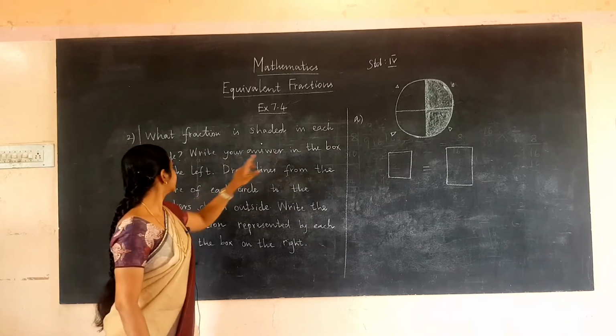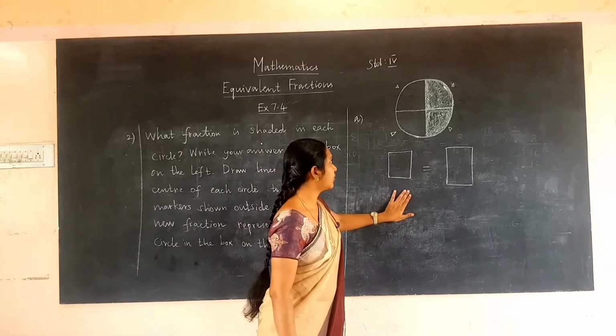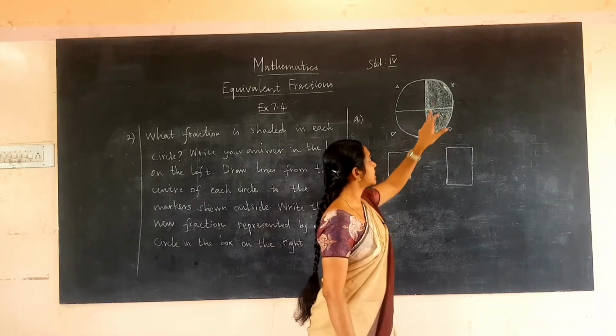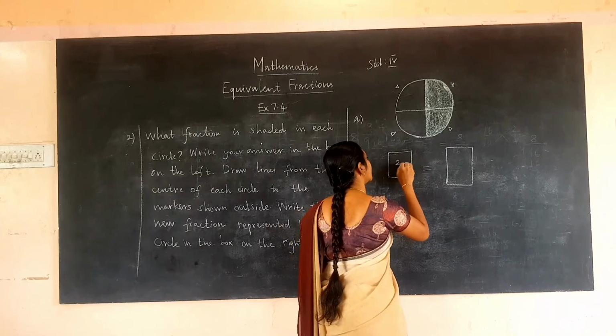Write your answer in the box on the left. We have to write the answer in the left box. Here, 2 parts are shaded out of 4. So, the fraction is 2 by 4.